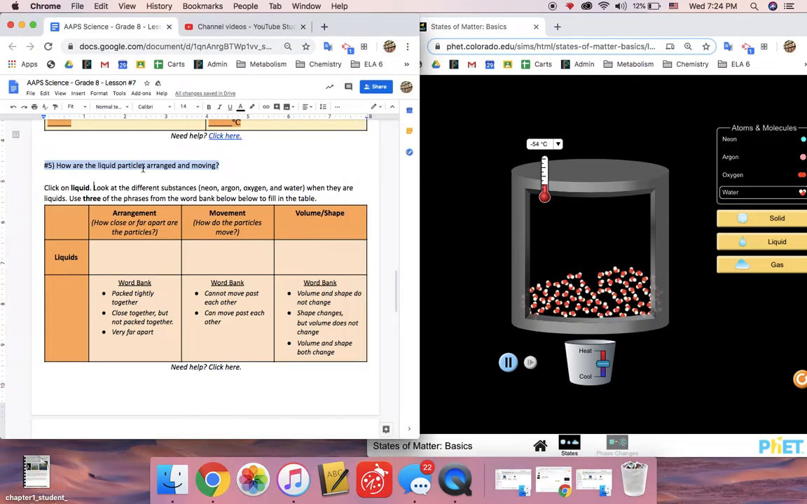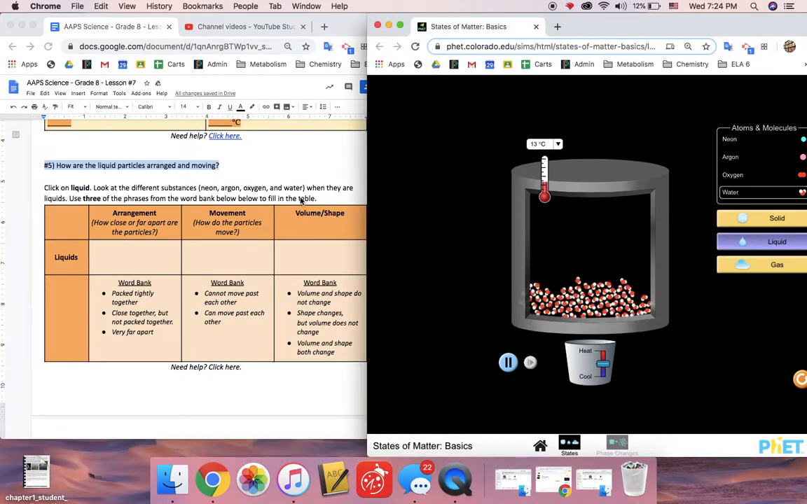How are the liquid particles arranged and moving? Click on liquid, and then look at the different substances. Neon, focus on how they're moving and arranged. Argon, oxygen, water.